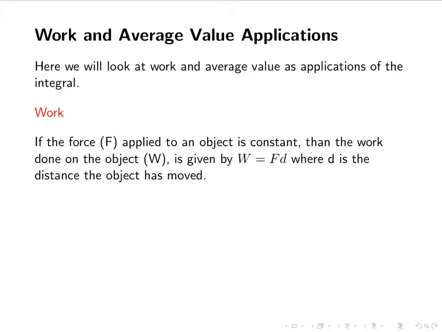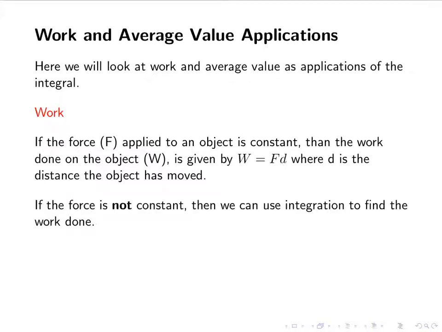If the force, which we call F, that's applied to an object is constant, then the work, which is W, that's done on the object is given by W equals F times D, where D is the distance the object has moved. So work equals force times distance. You've probably seen that if you've taken a physics course before.